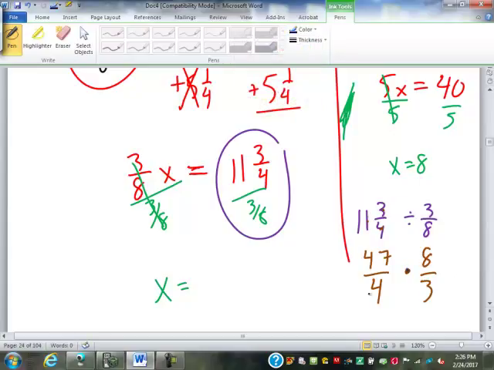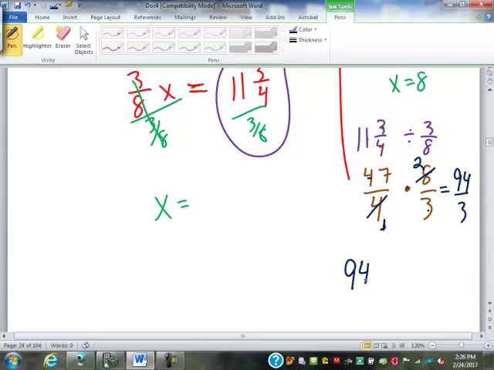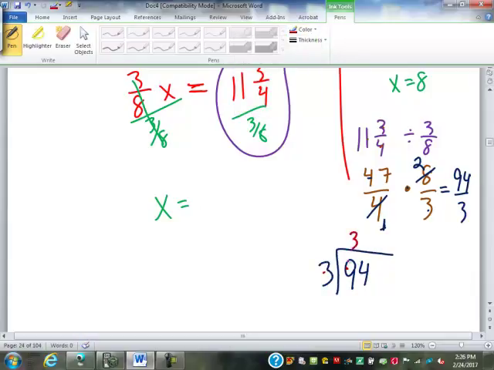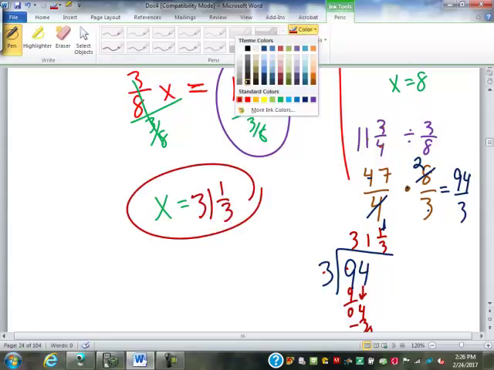And since this is multiplication, we can cross cancel like any other multiplication. 4 and 8 both divide by 4. 4 divided by 4 is 1. 8 divided by 4 is 2. So we multiply 47 times 2 is 94. 1 times 3 is 3. Now we have to make that into a mixed number. 3 goes into 9 3 times. There's nothing left over. Bring down the 4. 3 goes into 4 once, with 1 left over, so that's 31 1/3. So x is 31 1/3.